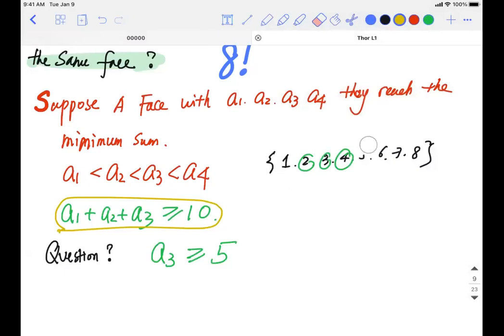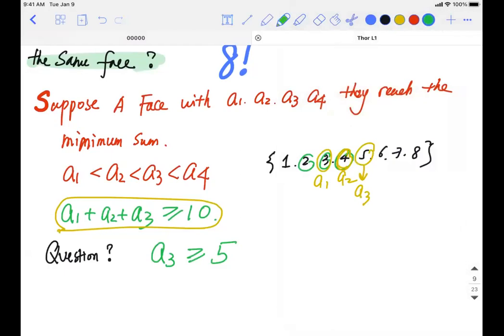Let's say if A3 equals 5, this is A3, and then you have this is A1, this is A2, at least you can make sure A1 plus A2 plus A3 is equal to 10. Which makes sense, right? All right. So that being said, in order to make such a requirement, your A3 must be greater or equal to 5.